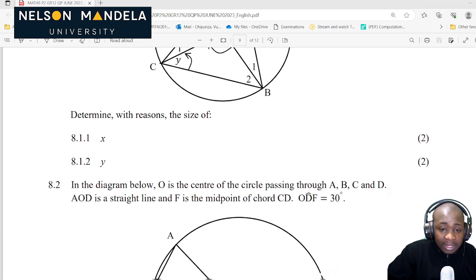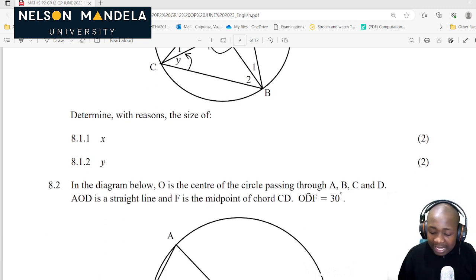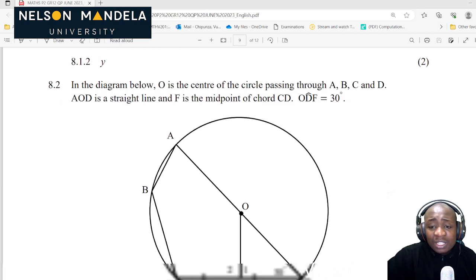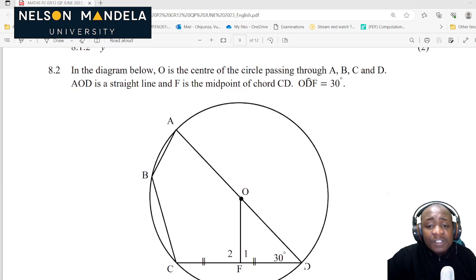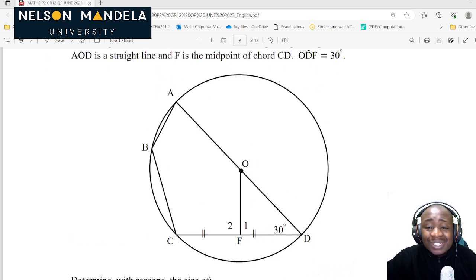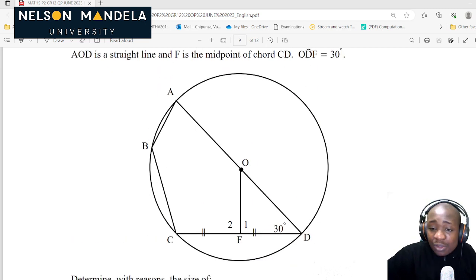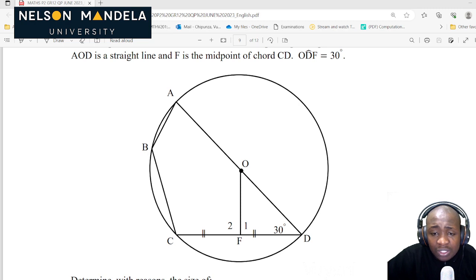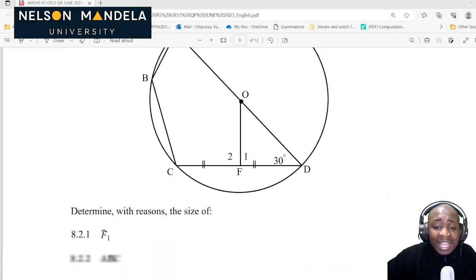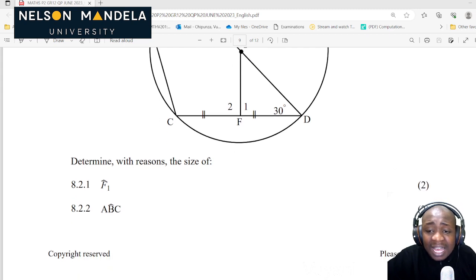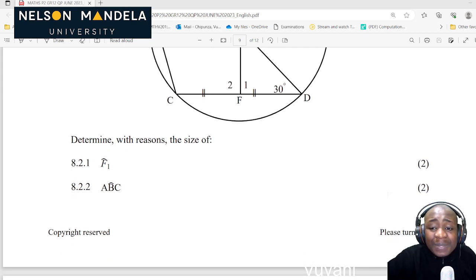In the diagram below, O is the center of this circle passing through A, B, C, and D. AOD is a straight line, and F is the midpoint of chord CD. ODF is equal to 30 degrees. Where is ODF? There is our 30 degrees. Determine with reasons the size of F1 and ABC.